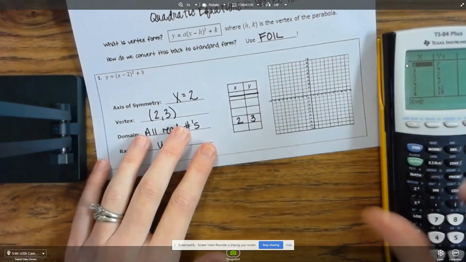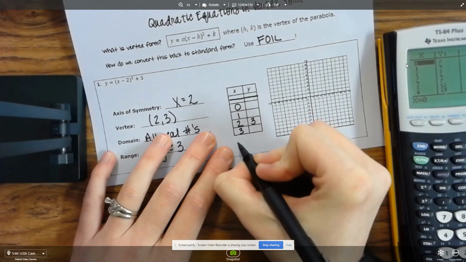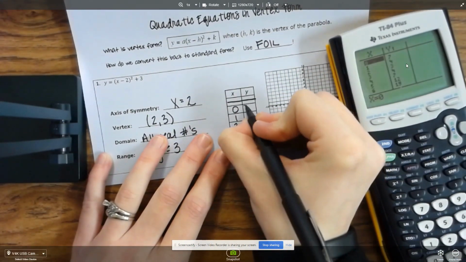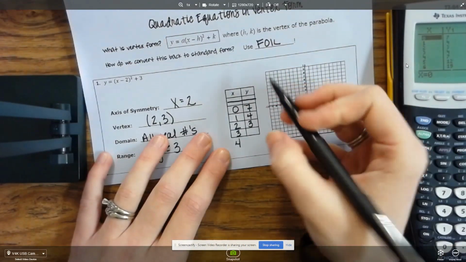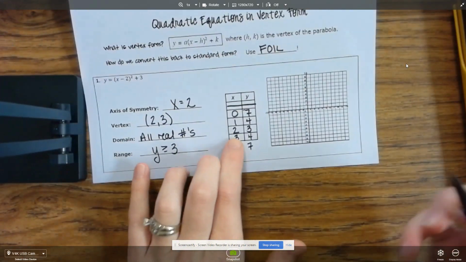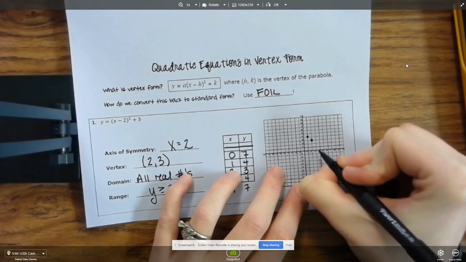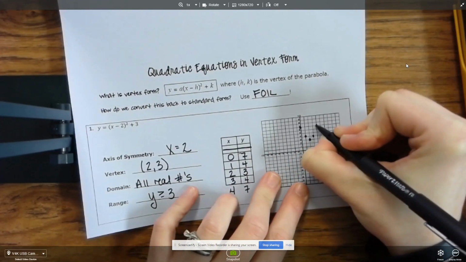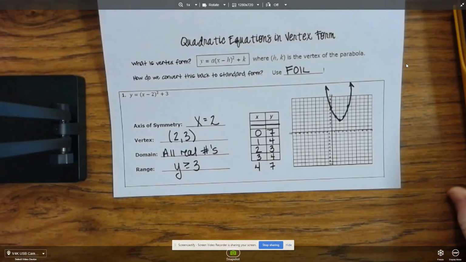So here's my (2, 3). So I would just do 0 and 1, and then we can do 3 and 4 here. So straight off the table, if x is 0, y is 7. If x is 1, y is 4. If x is 3, y is 4. And if x is 4, then y is 7. And so you can graph this. Since we know the vertex is at (2, 3), and then we've got points here and here, and then (0, 7) and (4, 7). And so there would be our parabola.